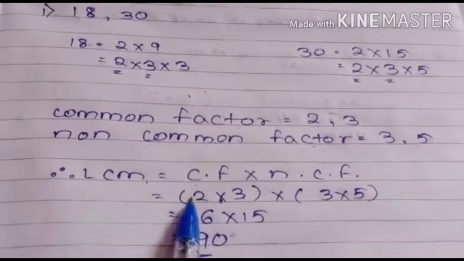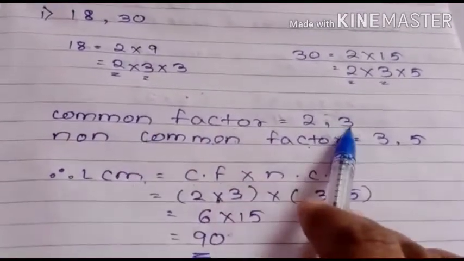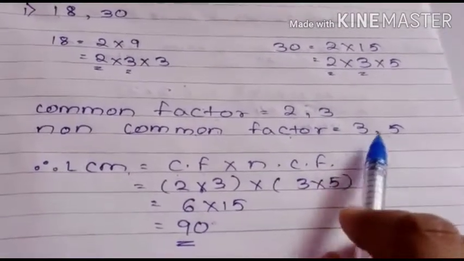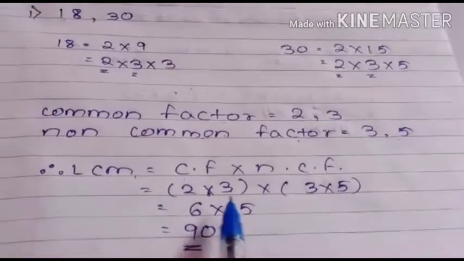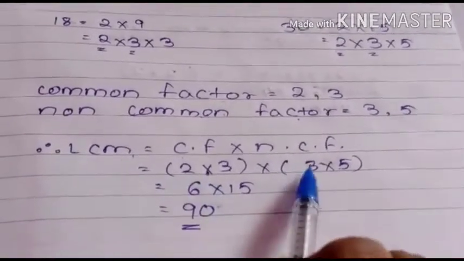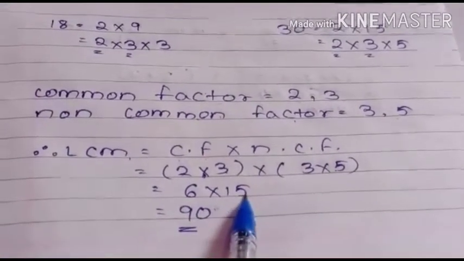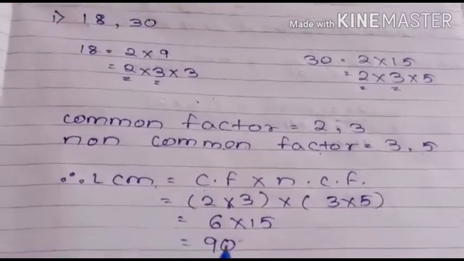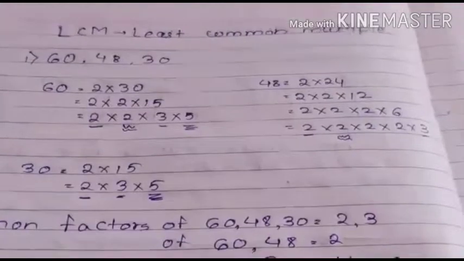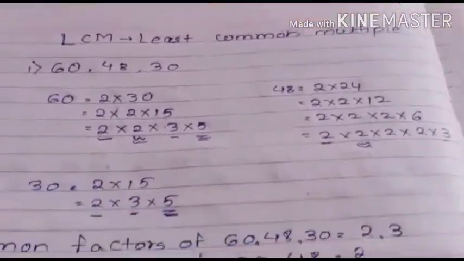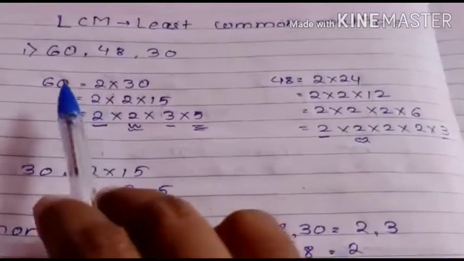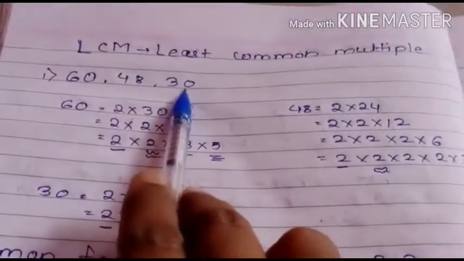So which are the common factors now? 2 multiplied by 3. And which are the non-common factors? 3 multiplied by 5. 2 3s are 6, 5 3s are 15, 15 6s are 90. So what is the LCM of 18 and 30? 90. Clear to everyone? Now suppose I want to find out LCM of 3 numbers, 60, 48, 30.